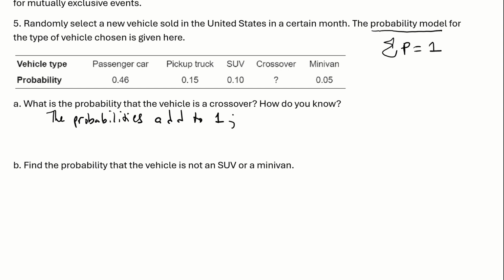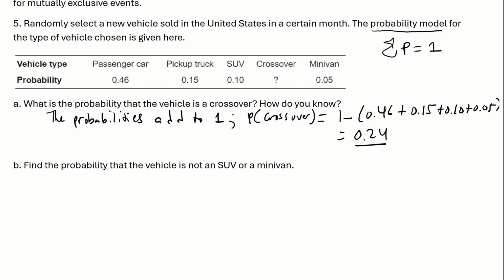So therefore, the probability of a crossover is equal to 1 minus these, right? We have to add these up. Okay, and if we add this up, we get 0.24. Okay, so let me just write 0.24 for the crossover.